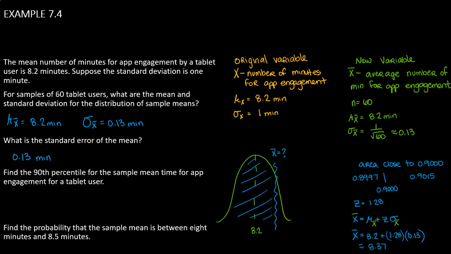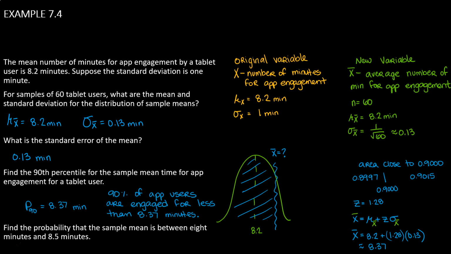So the 90th percentile for sample means is at 8.37 minutes. Sorry, that's not 8 minutes and 37 seconds. That's 8 and 37 hundredths of a minute. So our 90th percentile is found, and if we wanted to write out a statement for what that means, we could say 90% of the app users are engaged for less than 8.37 minutes.